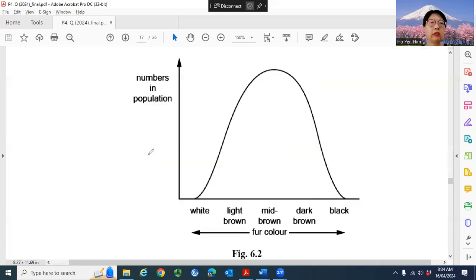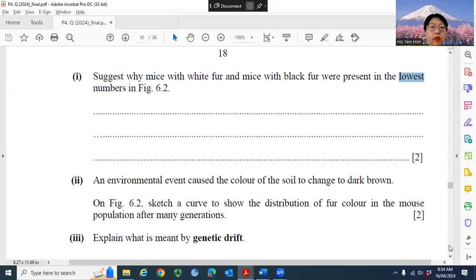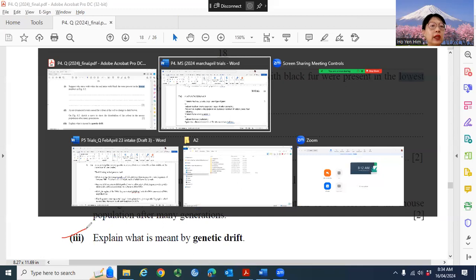Okay, next question. So part 3, explain the meaning of genetic drift. Genetic drift according to the syllabus.